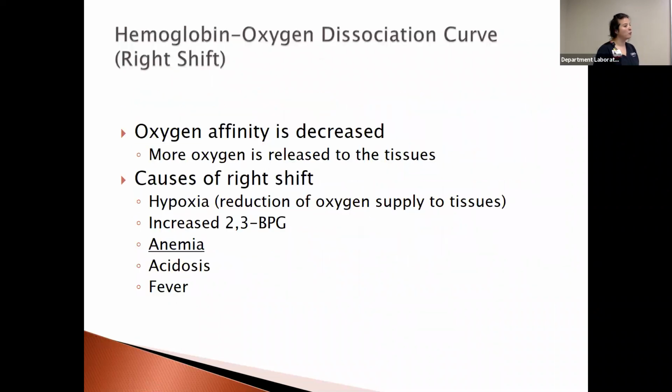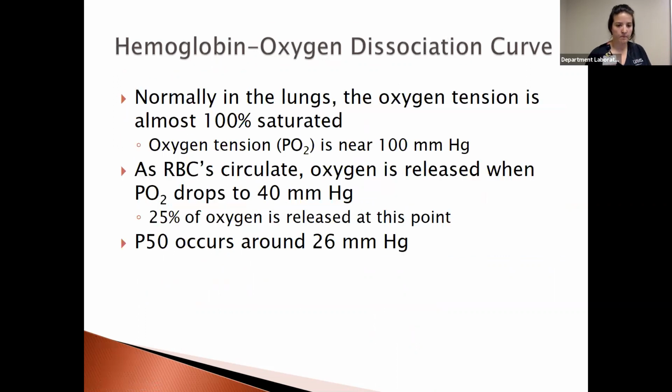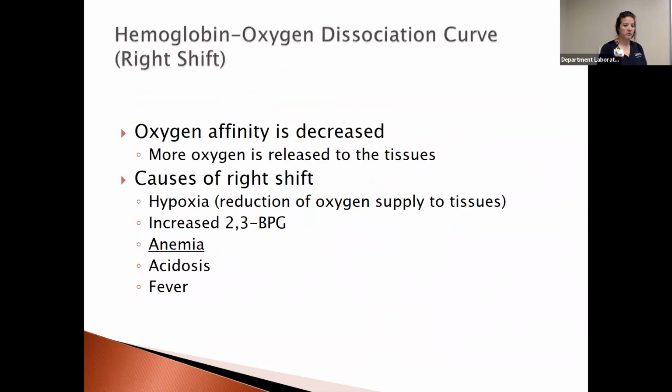So we talked about a right shift. Remember, if that curve is shifted to the right, our cells are releasing oxygen at a quicker pace. What causes that right shift? Hypoxia. If your tissues are in dire need of oxygen, then the cells are going to be more ready to release it. Increased 2,3-BPG will also increase the amount of oxygen release.